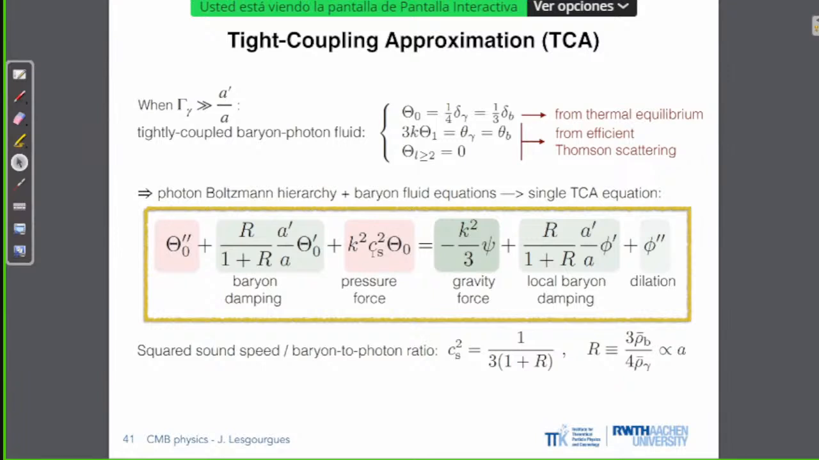This term is a friction term, and it's related to R. R is the baryon density divided by the photon density, rescaled by a factor 3 over 4. So it tells you what is the weight of the baryons in the baryon-photon fluid. When R is big, baryons are important. When R is small, baryons are negligible. Since rho_b scales like a to the minus 3, non-relativistic species, and rho_gamma like a to the minus 4, relativistic species, this R grows with the scale factor. Baryons are more and more important. Decoupling takes place at the beginning of matter domination when R is significant, of order 1.